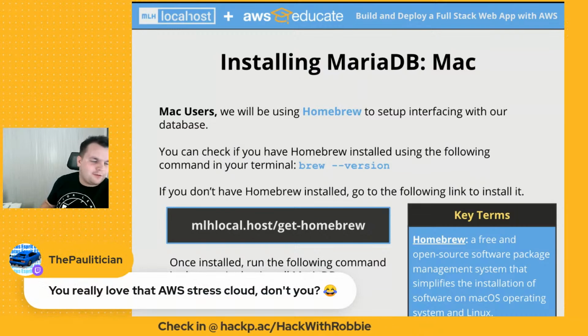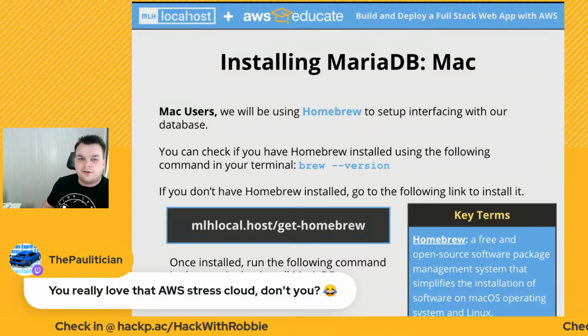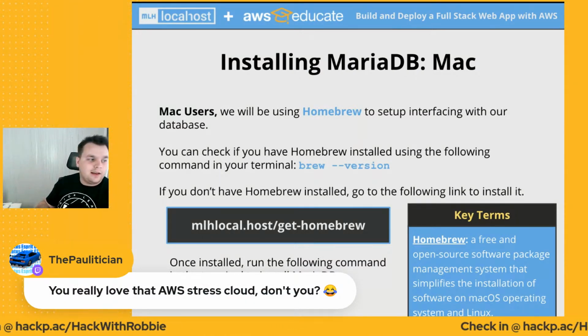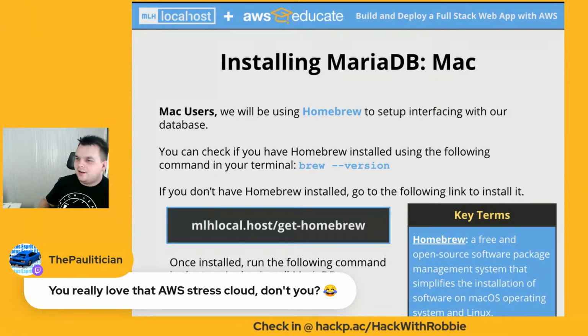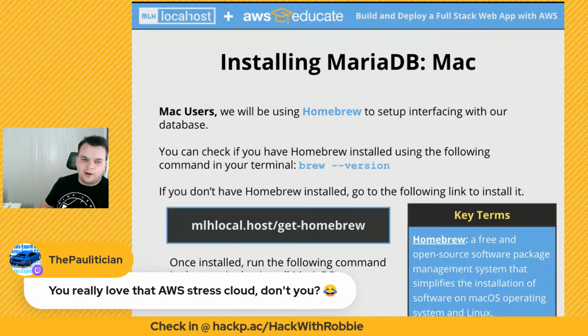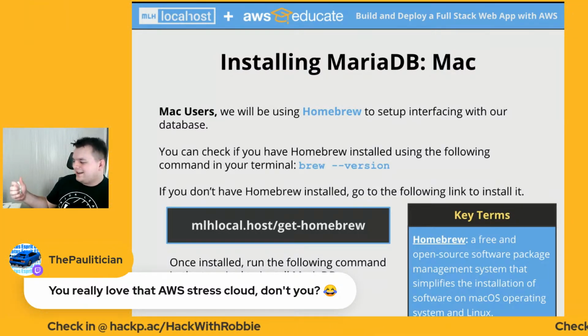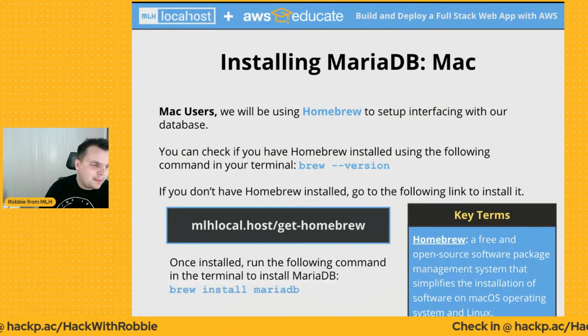I do love the AWS stress cloud, even when you don't see it on camera. I've got one hand here just squeezing away. It's just good. I'm a terrible fidgeter. People are probably glad that I'm working from home now, so I can mess around and play with stuff here.